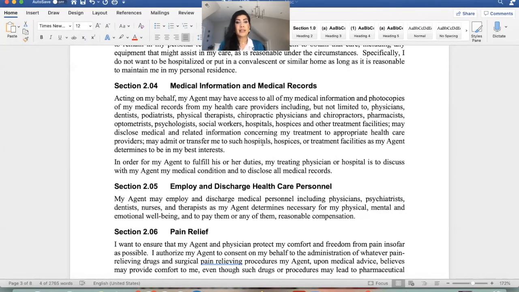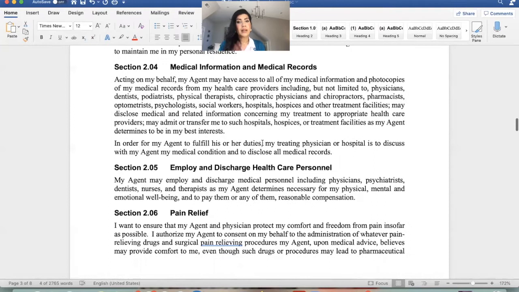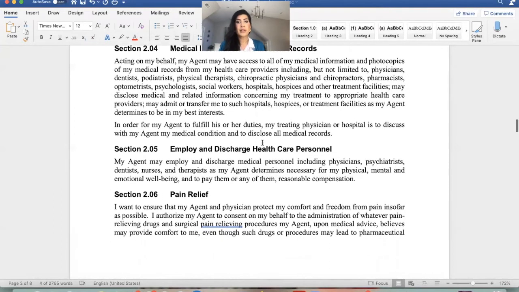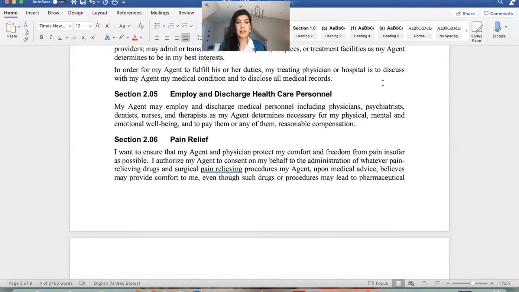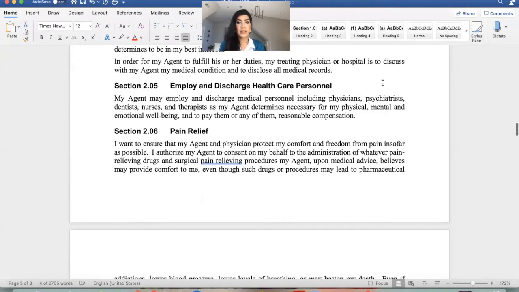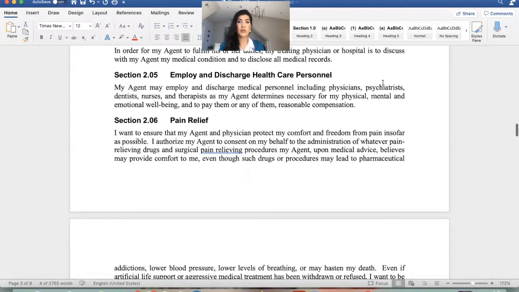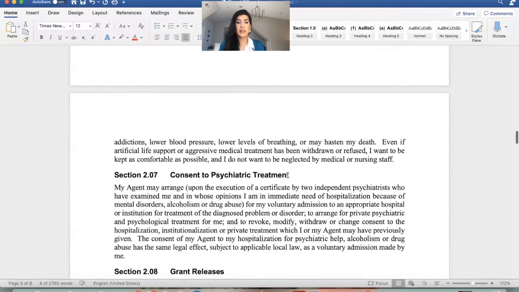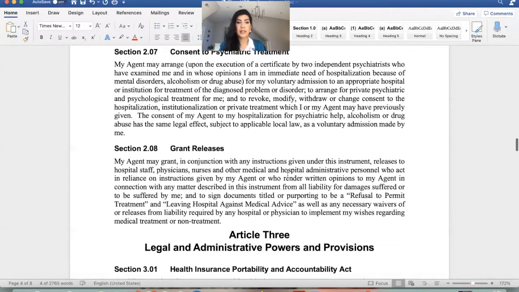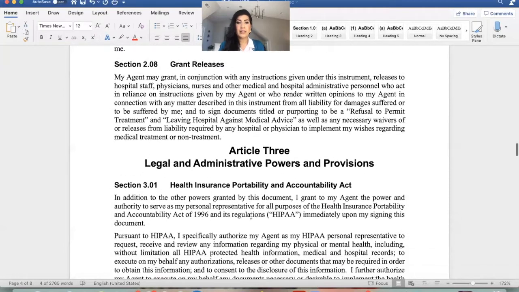Your agent has access to your medical information, medical records. I'm going to be talking about the HIPAA as well, but this goes hand in hand with that. It's making it clear that it's including but not limited to physicians, dentists, chiropractors, therapists, etc. It goes on and on. This person is allowed to employ and discharge healthcare personnel, nurses, doctors to take care of you. They're allowed to make decisions about your pain relief. They're allowed to consent to psychiatric treatment. They're allowed to grant releases.